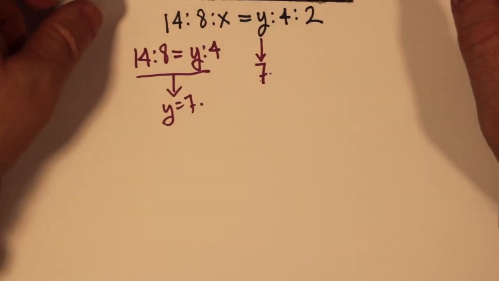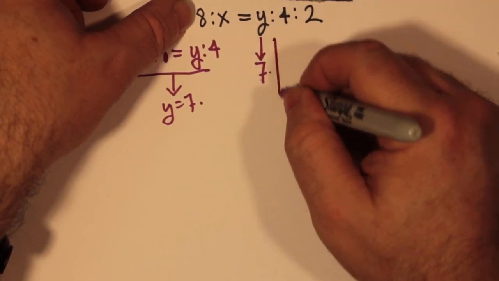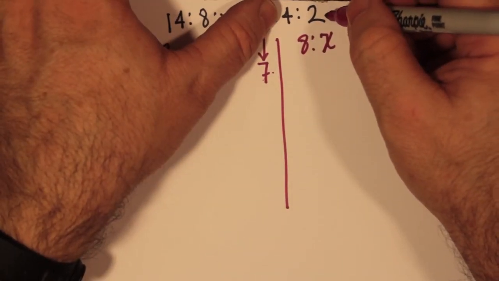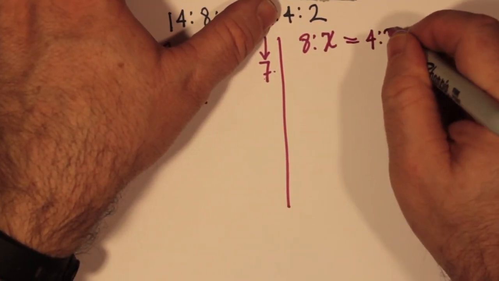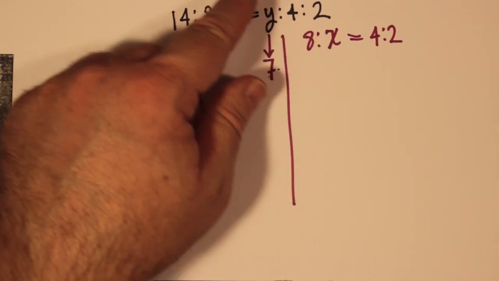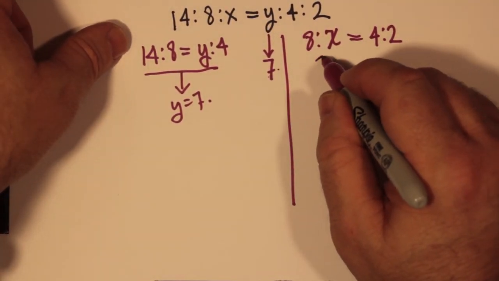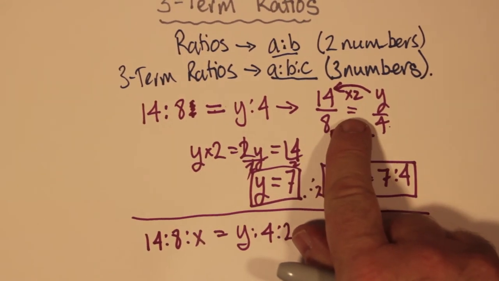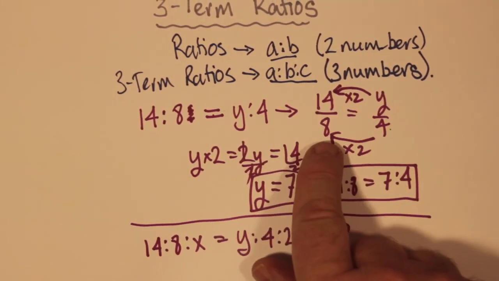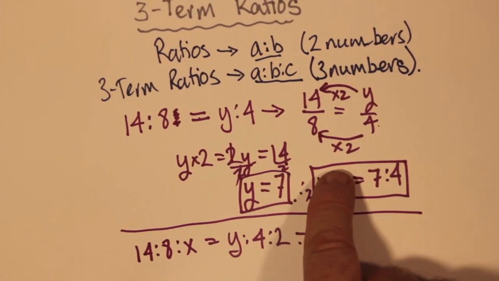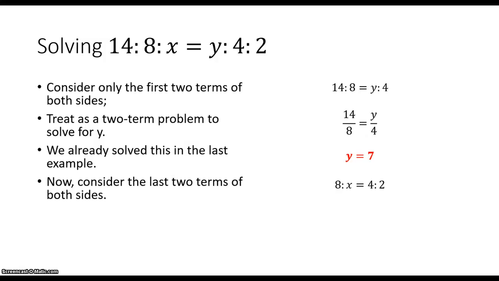The last part of this is 8 to x. So if we break this down, we have 8 to x, and we compare this against the last two numbers here, 4 to 2. So we have 8 to x being the same ratio as 4 to 2. Well, we can break this down into fractions just like we did in the last problem. 14 to 8 became 14 over 8, and y to 4 became y divided by 4. Then we looked for a common factor. So then 8 over x equals 4 over 2.